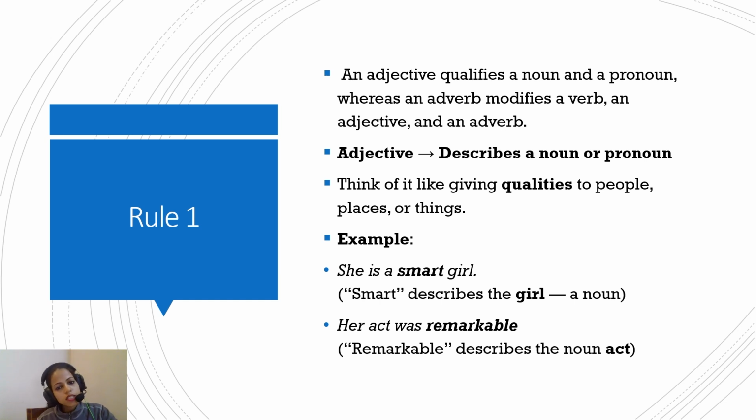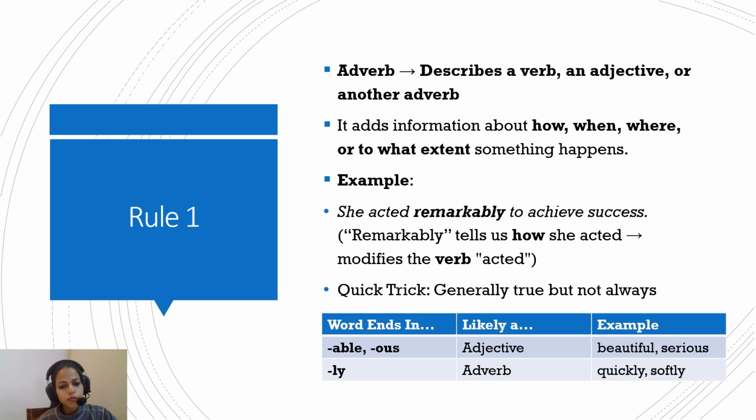What an adjective does, as is clear from the name, is describe a noun or a pronoun. Think of it like giving qualities to people, places, or things. So, for example, she is a smart girl. Here, smart describes the noun girl. So, smart is an adjective. Her act was remarkable. So, the word remarkable describes the noun act. So, these are adjectives.